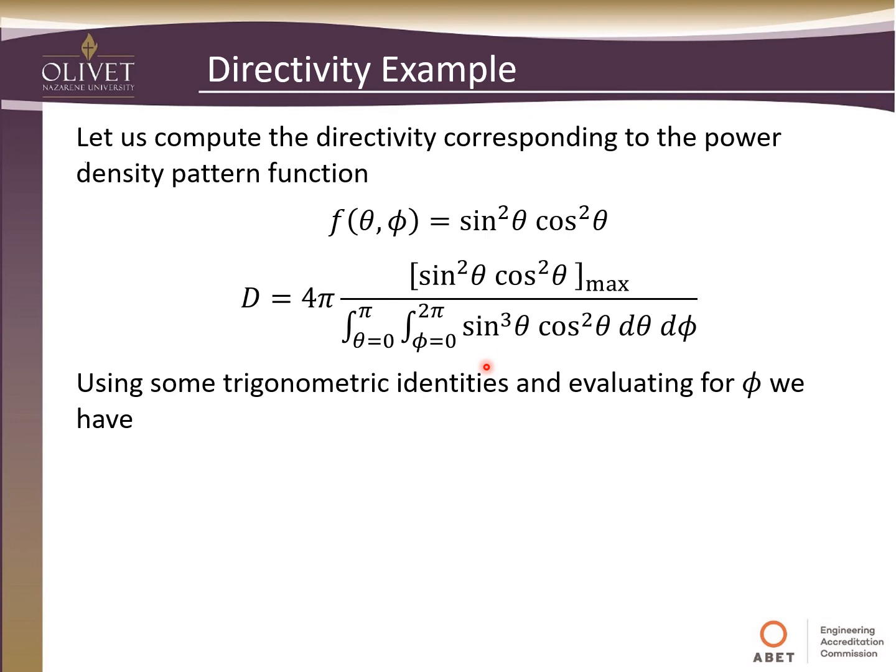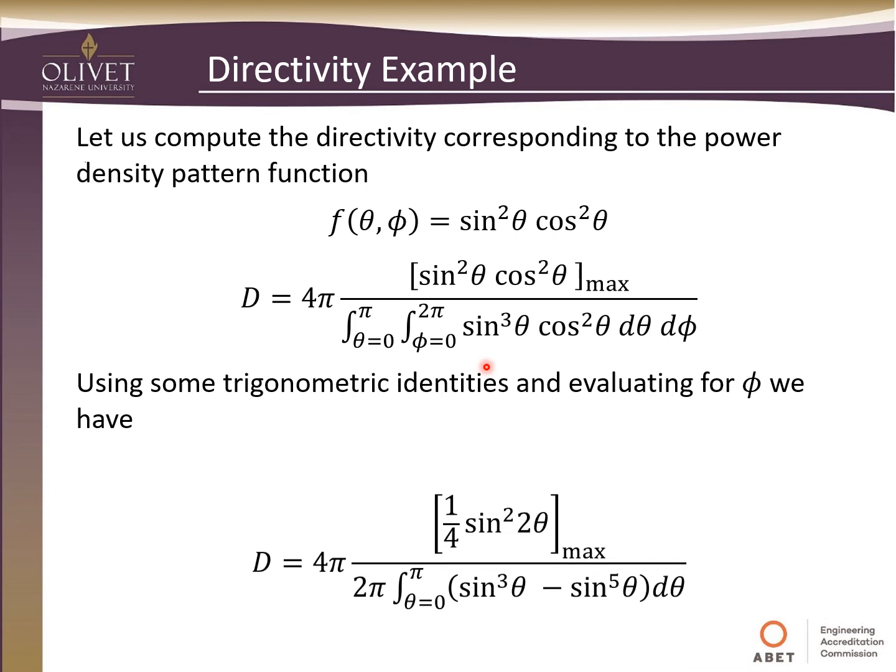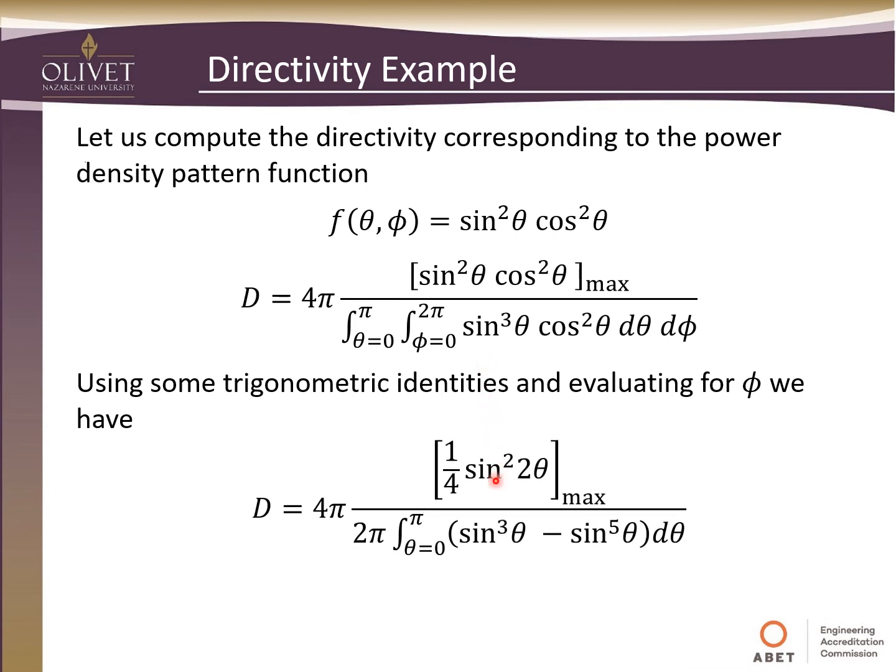We can use some trigonometric identities and then just common calculus. When we do, we come up with 1/4 sine squared 2 theta max over the integral of sine cubed theta minus sine to the 5th theta. When we evaluate all this, again, it's just a calculus problem, we come up with 1 7/8. So that would be the directivity.